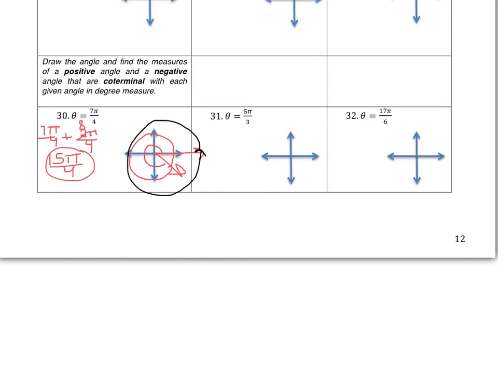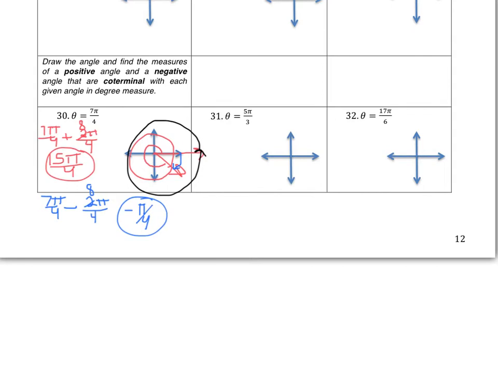Then if I want a negative angle, I can start at 7 pi over 4 and subtract 2 pi. Again, we have to have a common denominator, so 4 times 1 is 4, 2 times 4 is 8. 7 minus 8 is negative pi over 4. And as we can notice, negative pi over 4 is where we're at. Go ahead, pause the video, and try number 31.